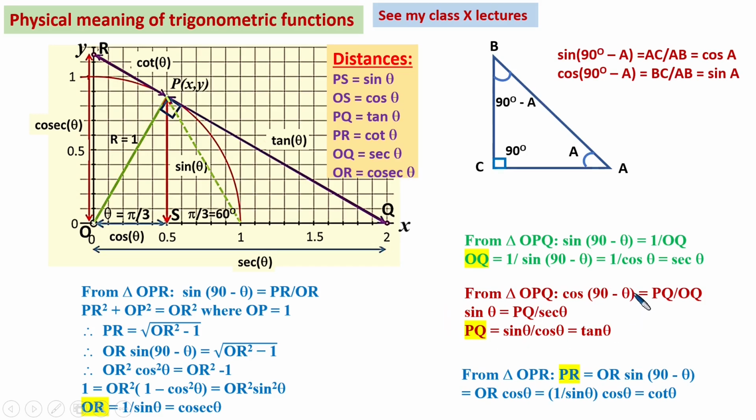So similarly, pause it and go through this. You will know what is the value of PQ and also what is the value of PR. PQ will come to tan theta, and similarly PR will come to cot theta. So just pause and go through it, and the same is discussed in earlier class 10th. So go through that also.